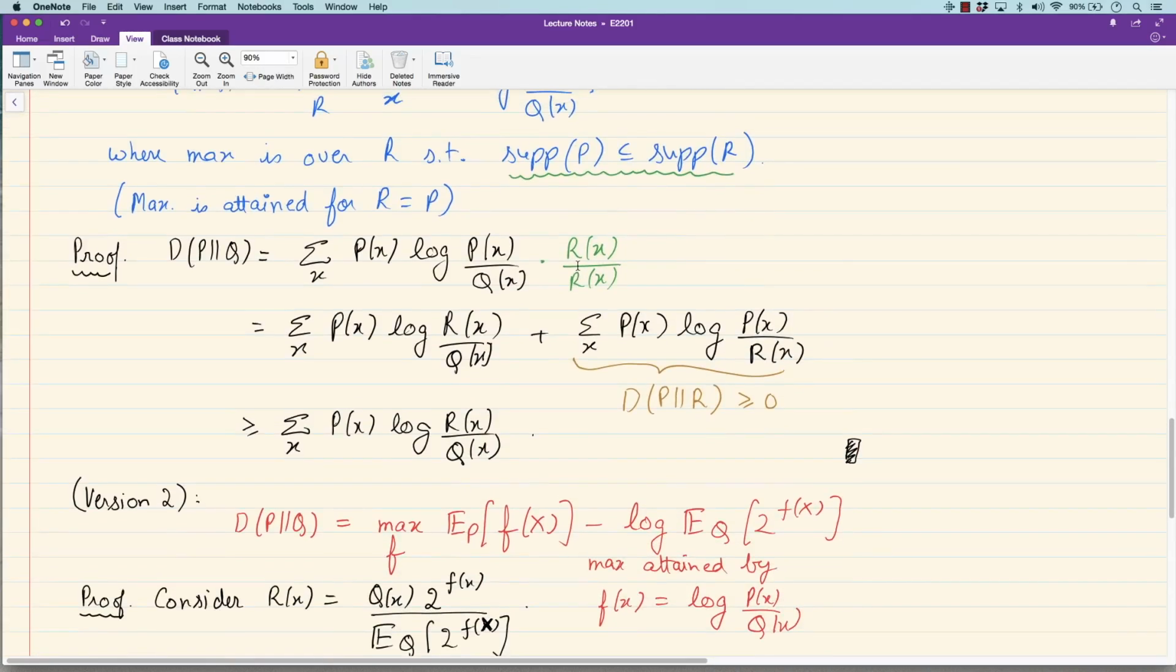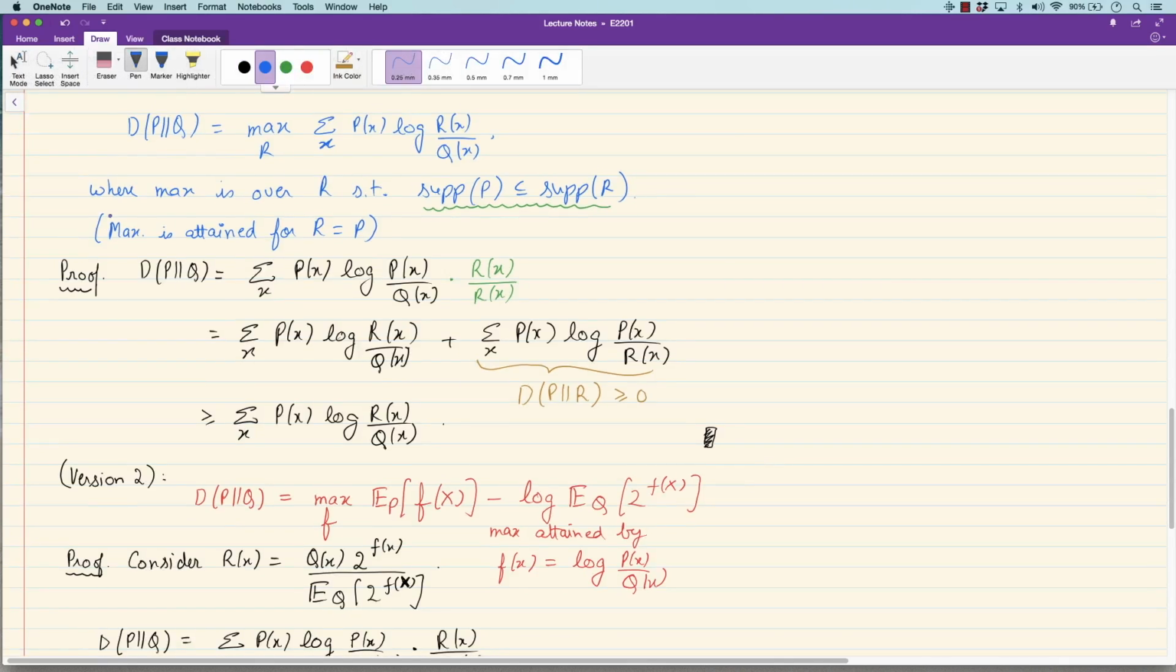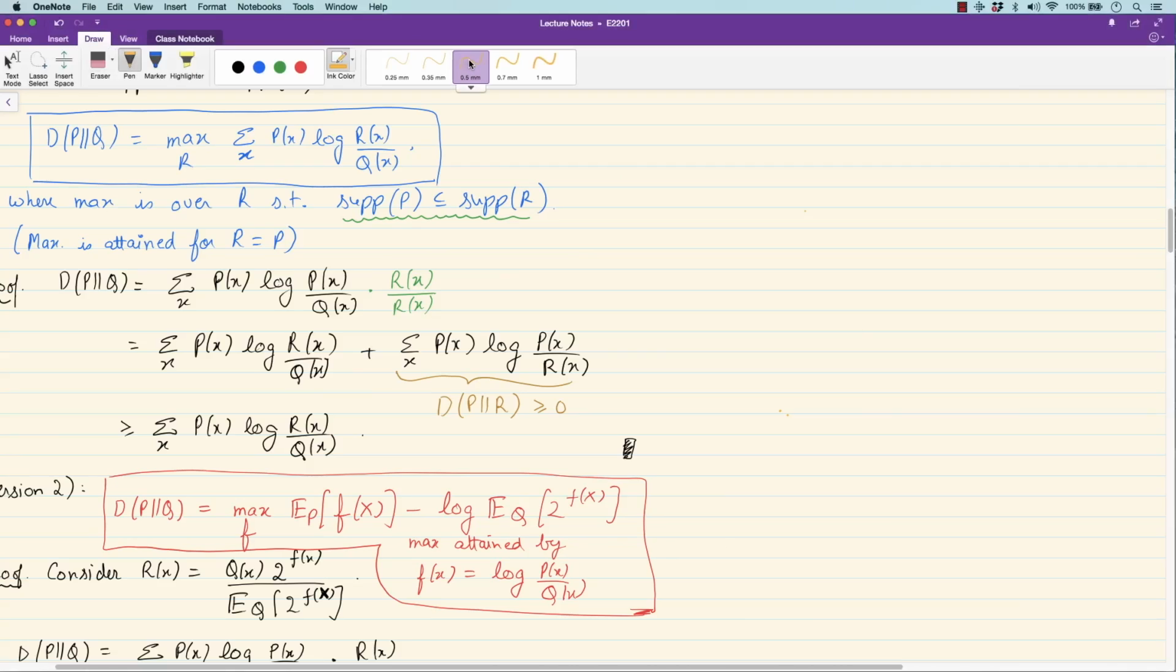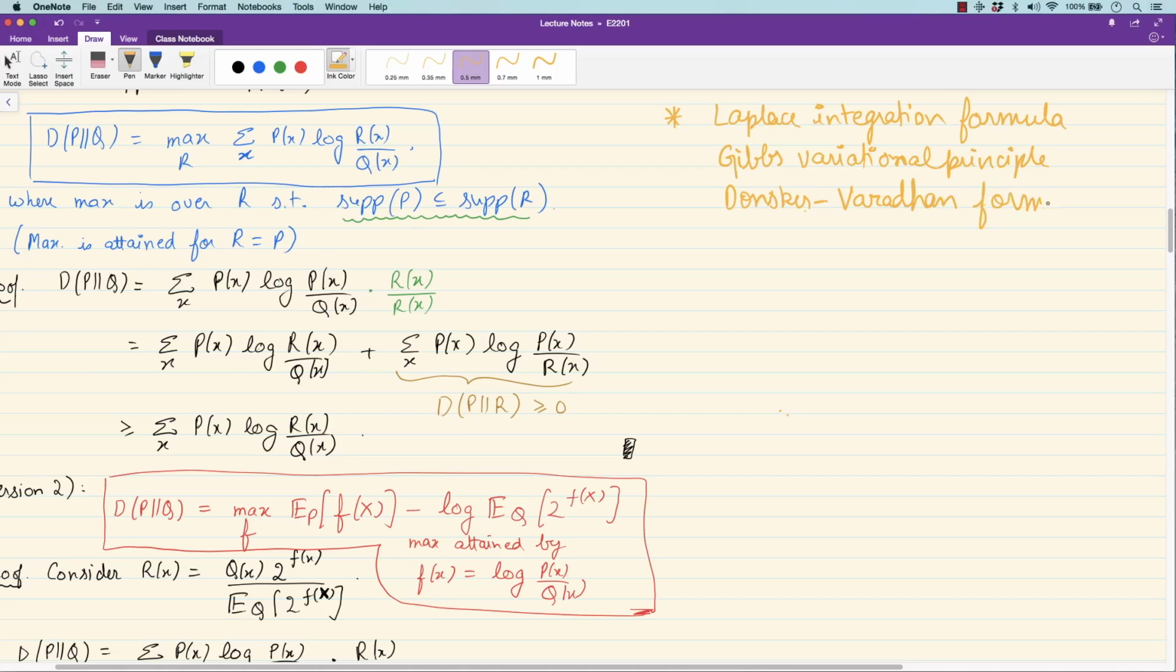Okay, let me try to see if I can get both of them. So these two formulae here, this one and then this one, relate to rather classic formulae, some of which have been rediscovered several times under different names, starting with the Laplace integration formula of Laplace. So it goes back to Laplace, and then the Gibbs variational principle in statistical physics. That's also related to these formulae. And then most recently perhaps the Donsker-Varadhan formula. You can look these things up online.